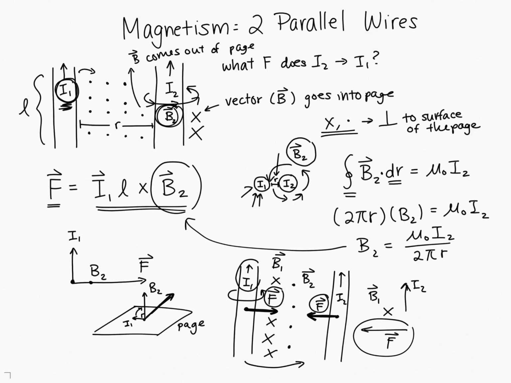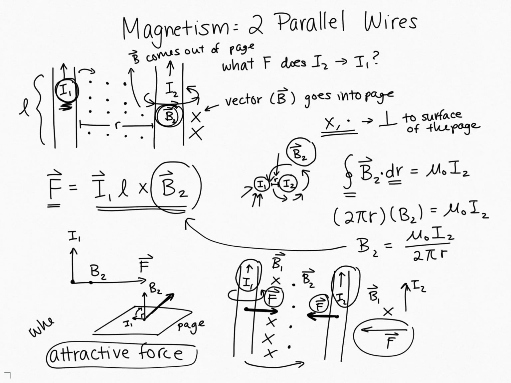So we find that when the currents I1 and I2 are facing in the same direction, they will be affected by an attractive force. So attractive force, but this is only when the currents are in the same direction.